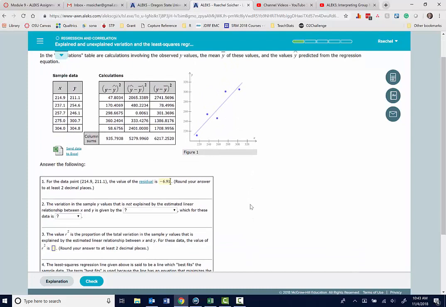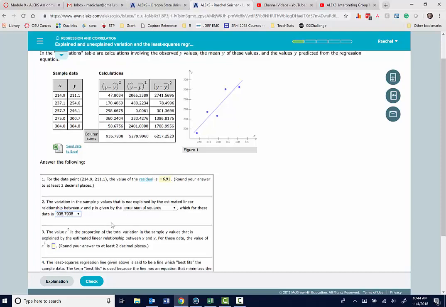And the next question, they're asking us the variation in the sample y values that is not explained by the estimated linear relationship. So our regression sum of squares is the variation explained by the estimated linear relationship. And so the residuals, or the sum of square of errors, is the amount that's not explained by the linear relationship. So our error sum of squares, and in this case, as I already pointed out to you before, is the smallest of these values, which is 935.7938.